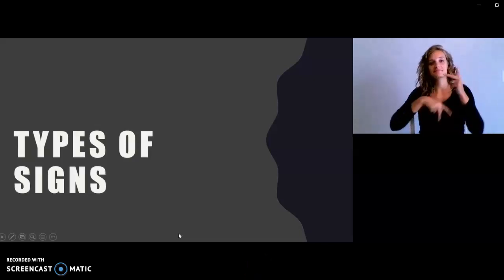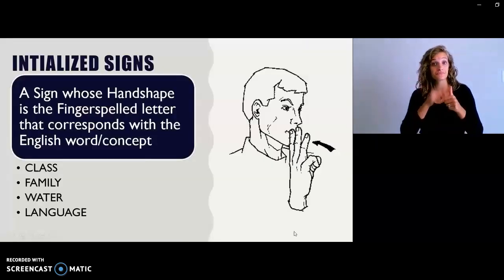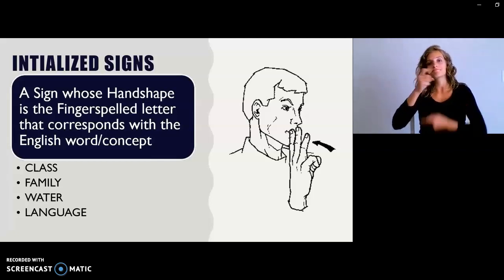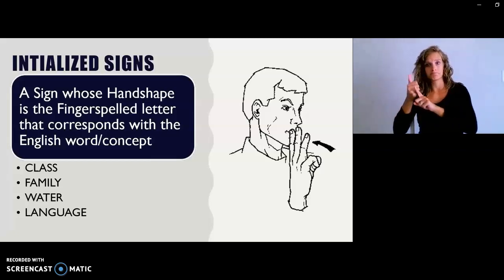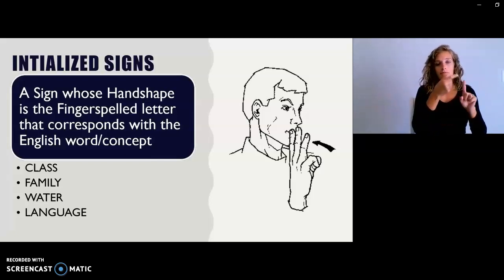So this video is going to cover different types of signs. The first type of sign we have is called initialized signs. This means that the sign uses the same hand shape as the letter of the English word.